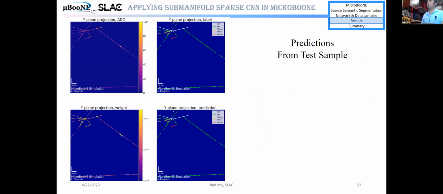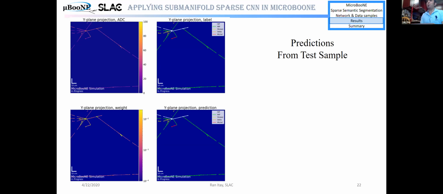Let's have a look at how this actually looks on our Toy Monte Carlo test sample. So this is an example of an image. On the top left is the input image. This is the ADC counts. On the top right is the label. Of course, this is not used on the test sample when trying to define the accuracy, but it is produced, and it's nice for us to see whether the predictions are nice or not.